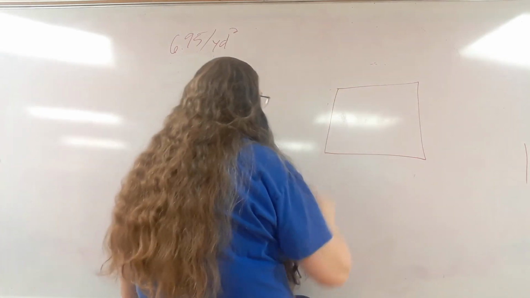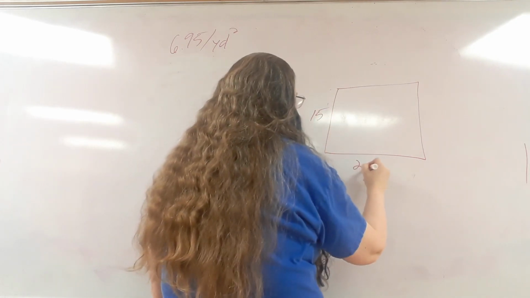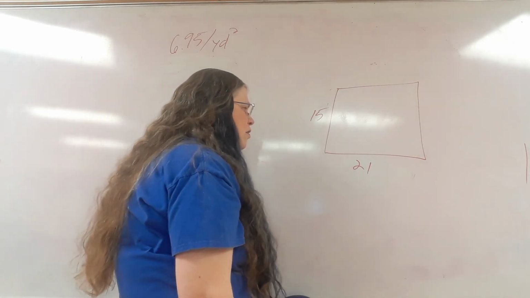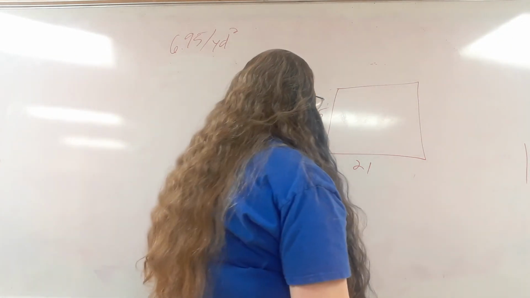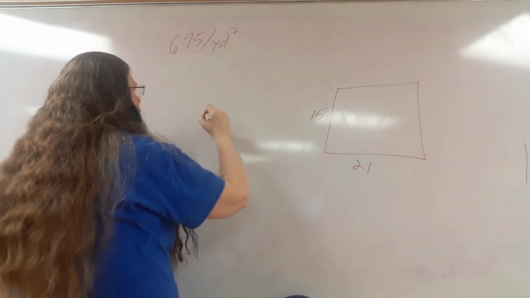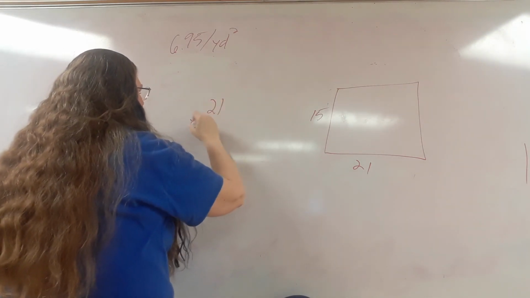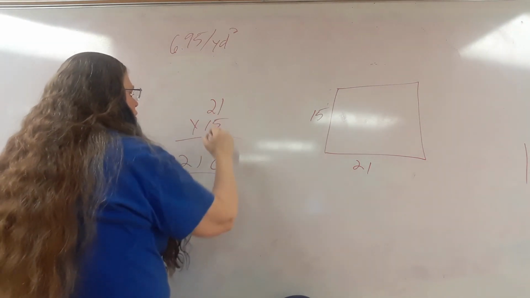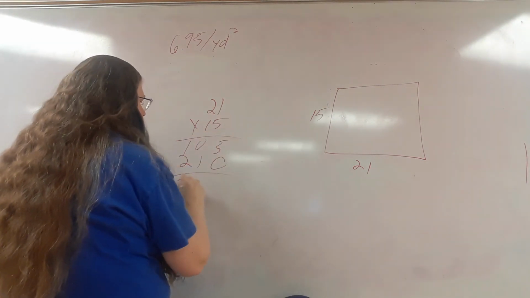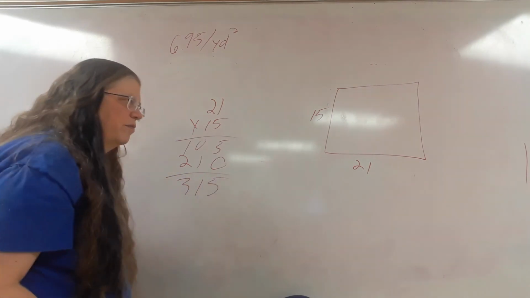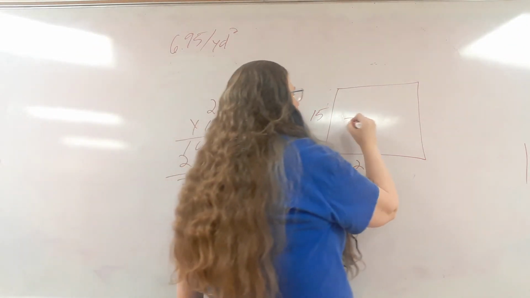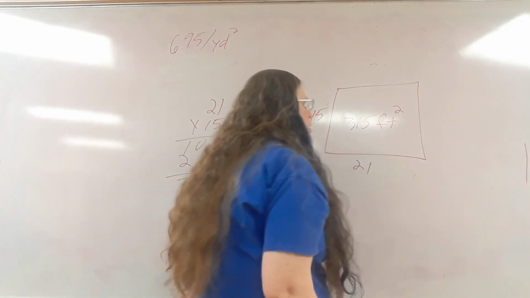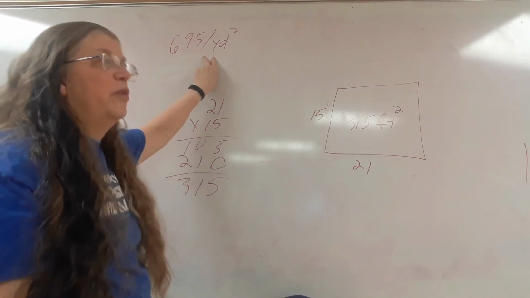Okay? So we had 15 by 21. 21 times 15. 5, 10. 315. Okay, there's 315 feet squared. But then we go, oh crap, we need to get yards.